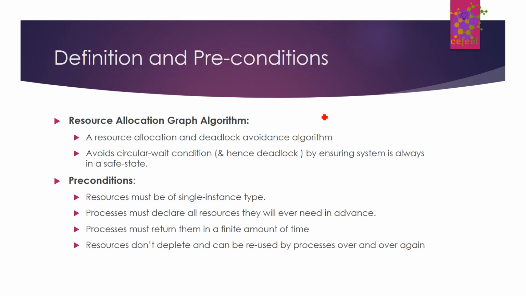Thirdly, processes must return the resources in a finite amount of time, so that they can be allocated to other processes, and then the system can continue. Lastly, resources do not deplete, which means resources can be used over and over again without wear and tear. So yeah, cool. These are the 4 conditions where we can apply the resource allocation algorithm. In fact, the conditions are pretty similar to the banker's algorithm, which we use for deadlock avoidance as well.